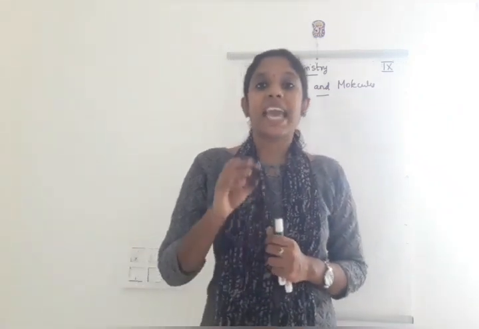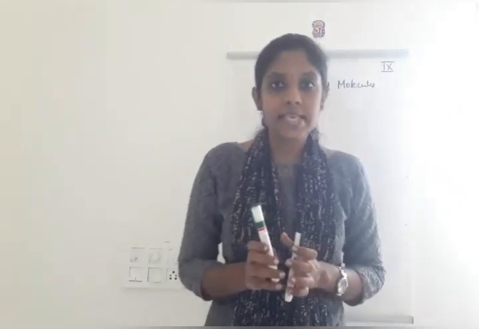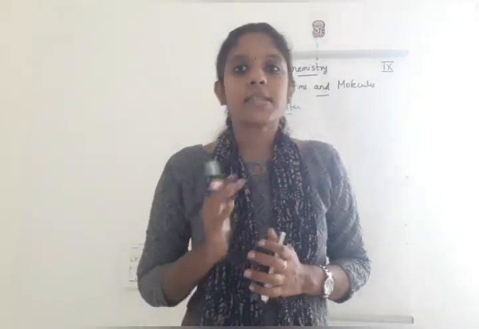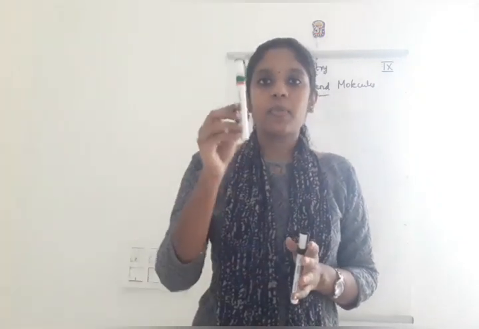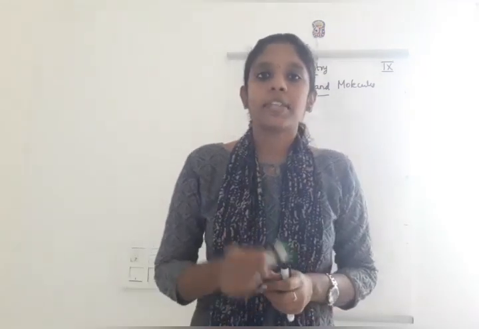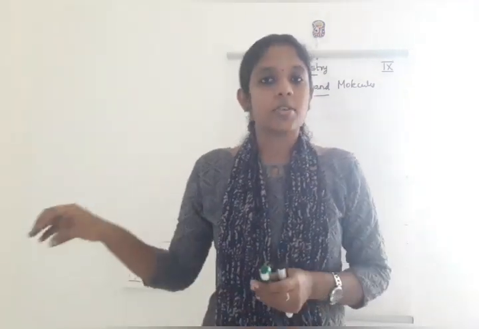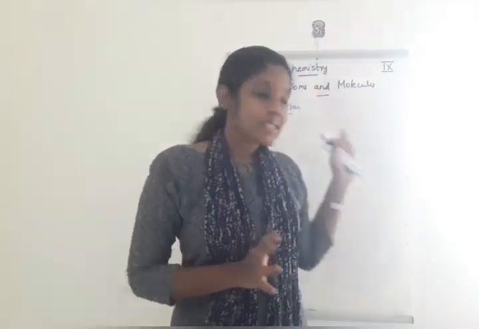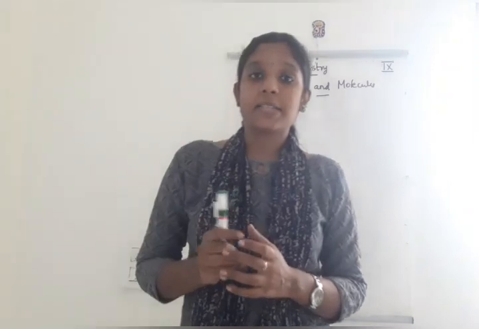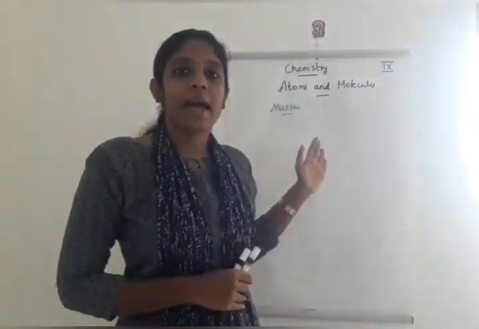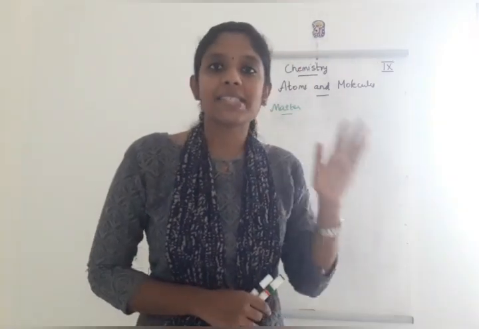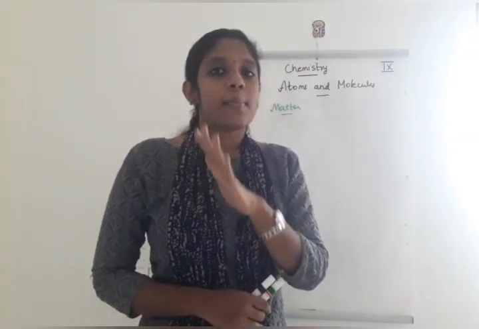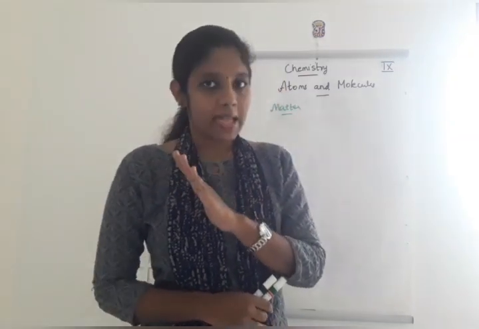Matter is anything that occupies space and has mass or volume. Even this pen, when I keep it on a table, occupies a space. A chair occupies a space. A table occupies a space and it has a volume or a mass. So that is matter. Anything which occupies space and has mass or volume is called matter.